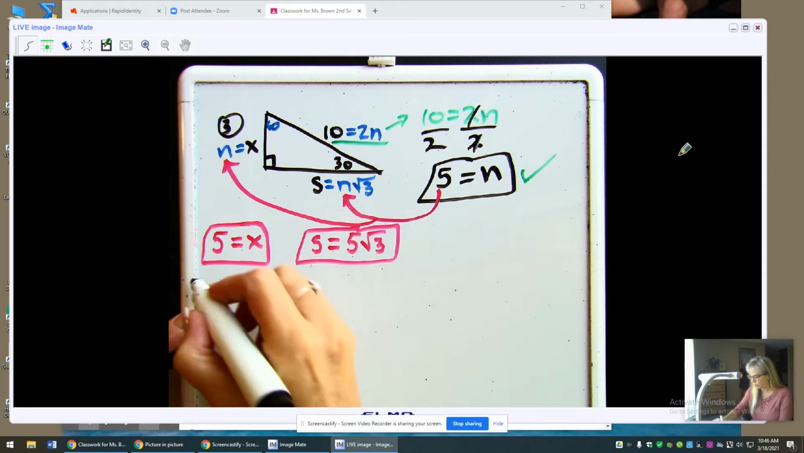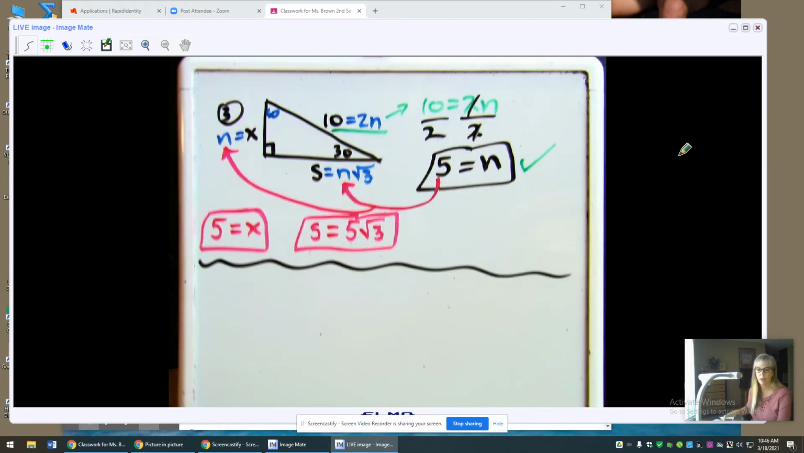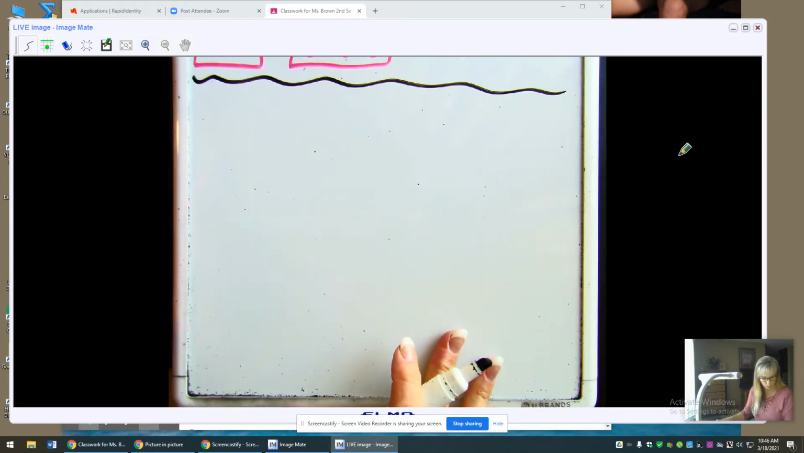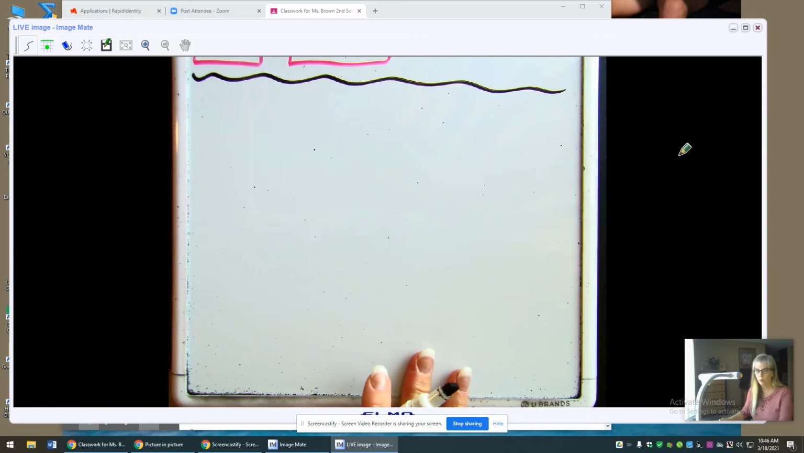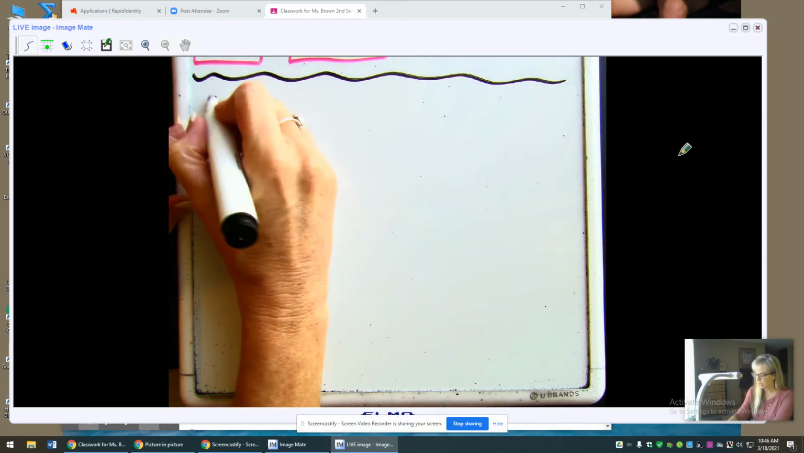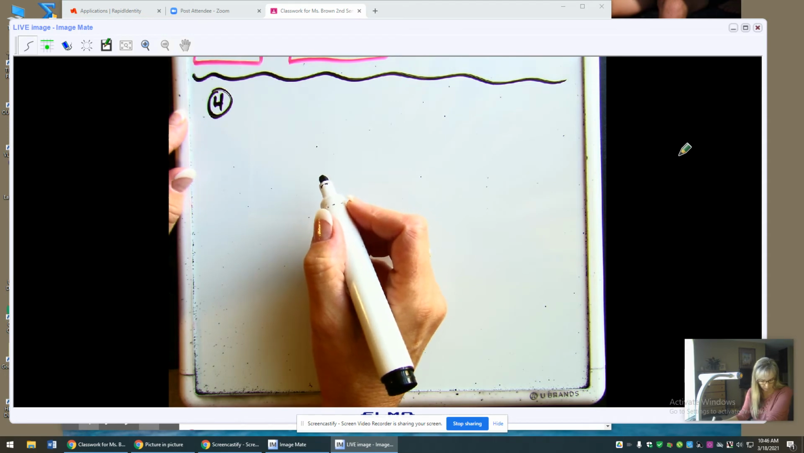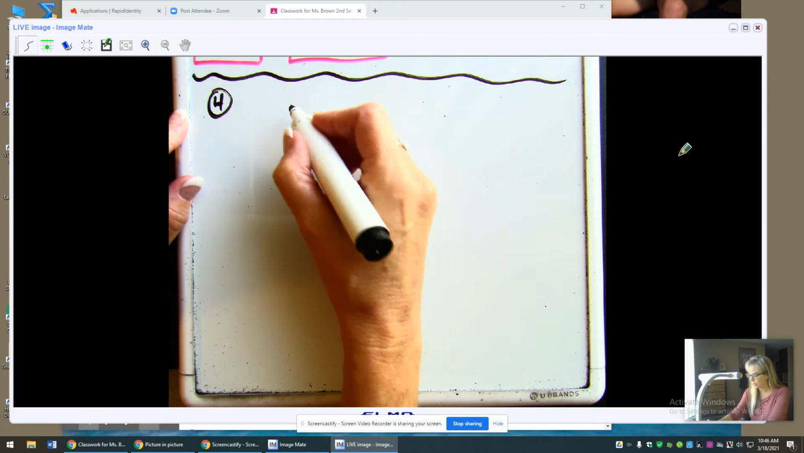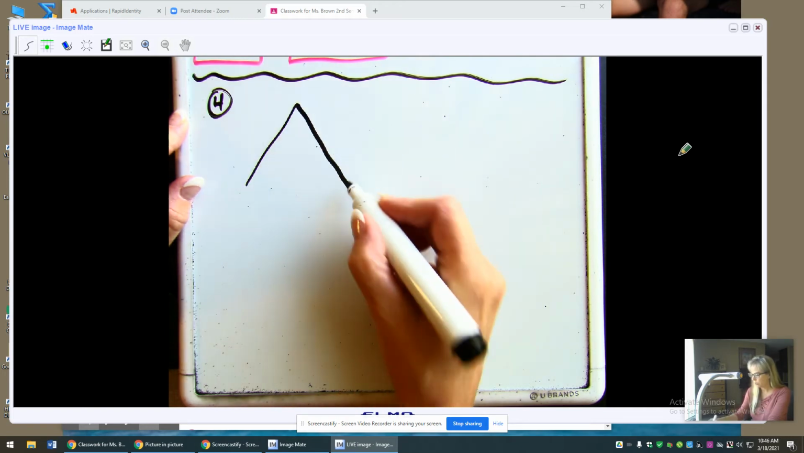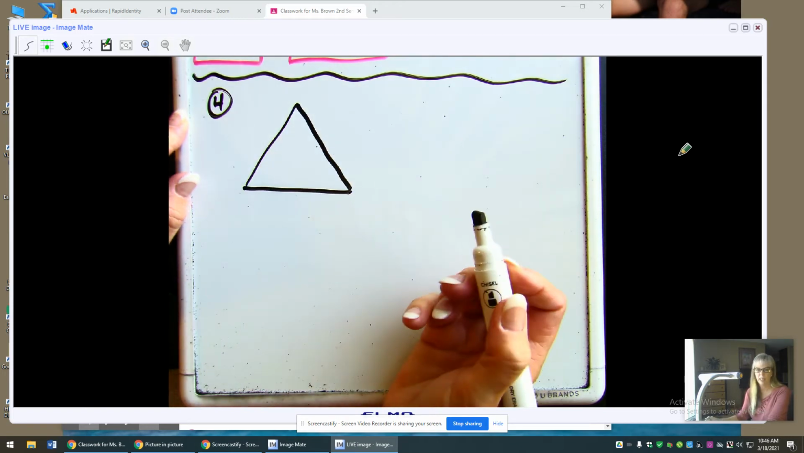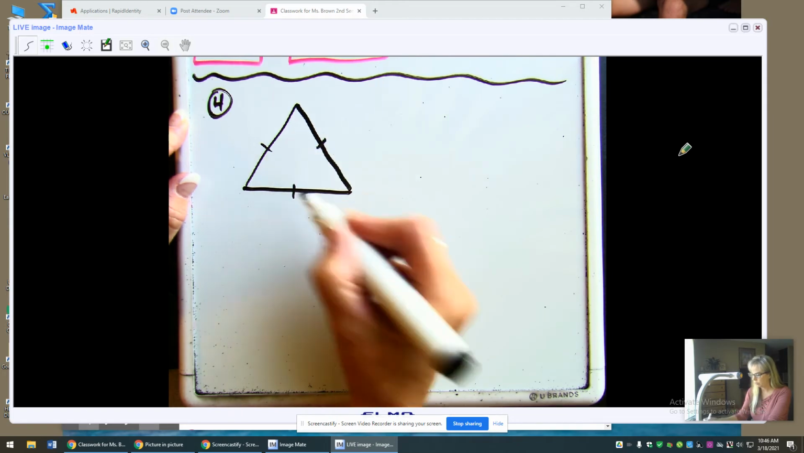I'm pausing for questions, which is so silly because you're not even there. Let's do number 4. Number 4 is a word problem. So you should be looking at your checkup paper. It says a street sign company is making street signs in the shape of equilateral triangles. Let's stop right there. Let's draw an equilateral-ish triangle. That kind of looks like an equilateral triangle.